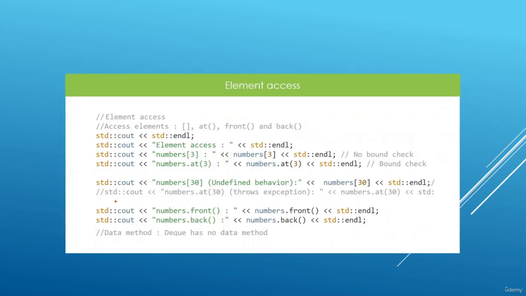We have a bunch of element access methods we can use. For example, we can use the array index operator to access data. This is not going to do bound check. And what we mean is that if we try to use this operator to try and access elements out of the range of data that we have in our collection, anything can really happen. In most cases, you are going to get a crash.